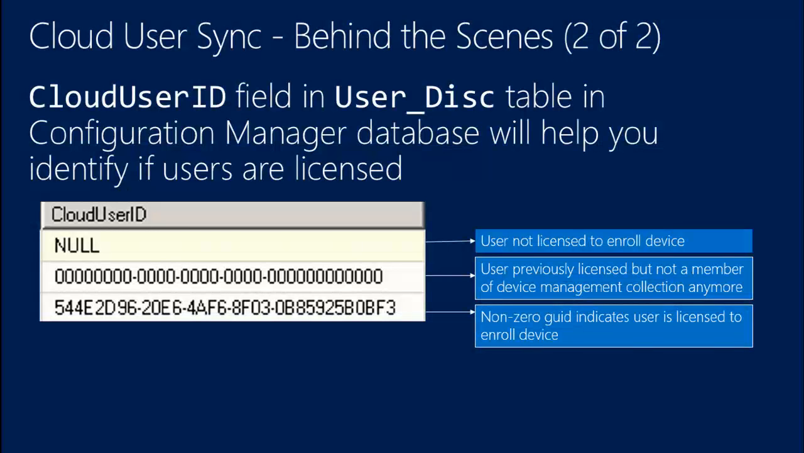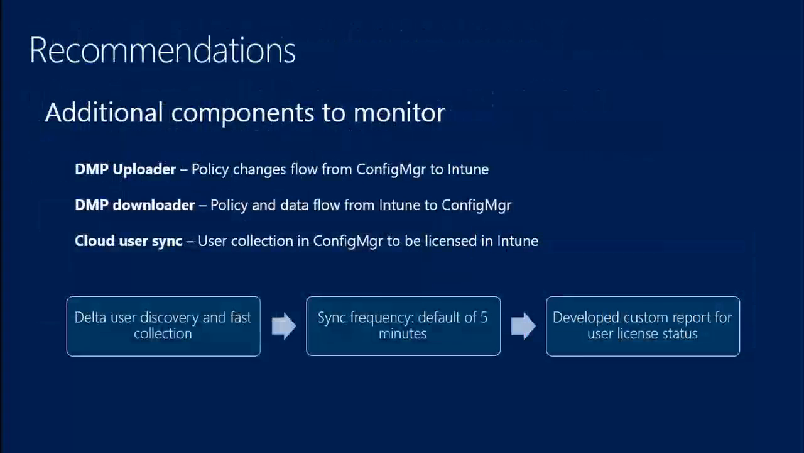I unfortunately gave away my trick beforehand, but this is what happens in the different scenarios. If a user has never been licensed, that Cloud User ID field will be null. If a user was previously licensed and we removed him from the user collection, the Cloud User ID GUID will change to all zeros. And if a user is a valid user and has an active license, he will get a random non-zero GUID that indicates that the user is licensed to enroll his device.